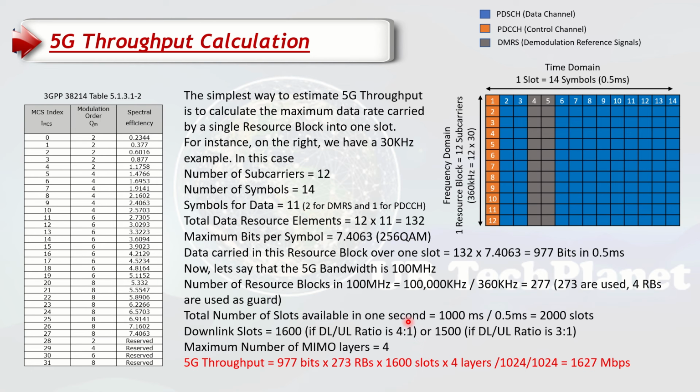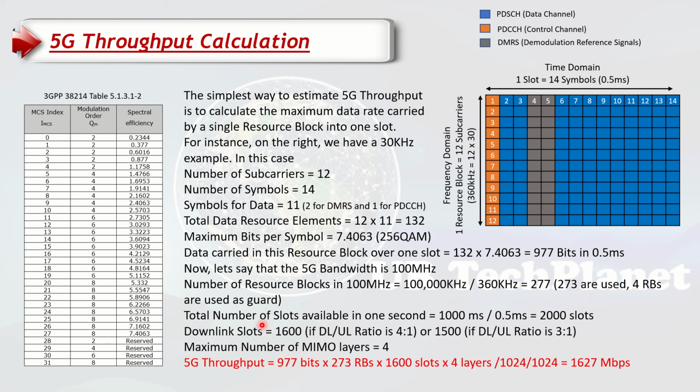So if we use that one, that means out of 2000 slots we will have 1600 slots for downlink and 400 slots for uplink. So if we use 1600, then now the equation becomes 977 into 273 into 1600. That will be the capacity. Now having said that, we also use MIMO.